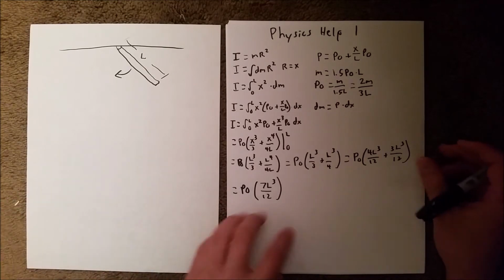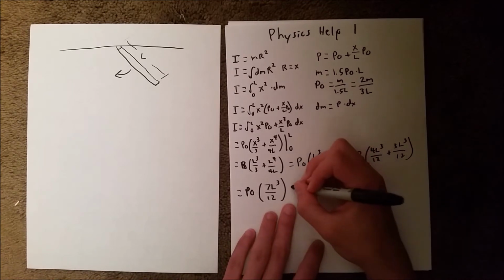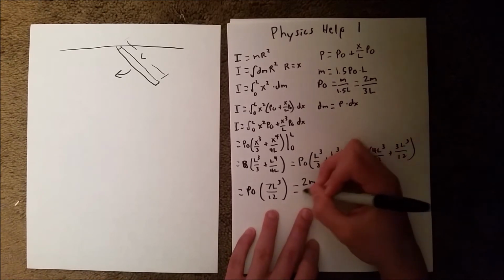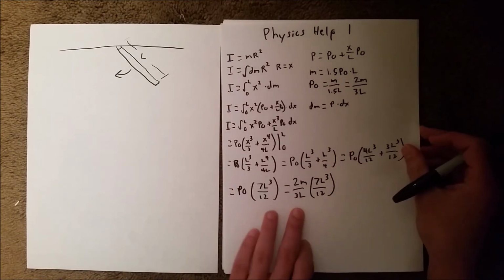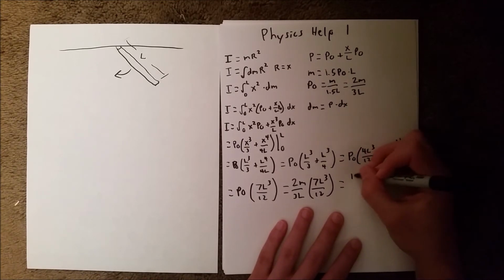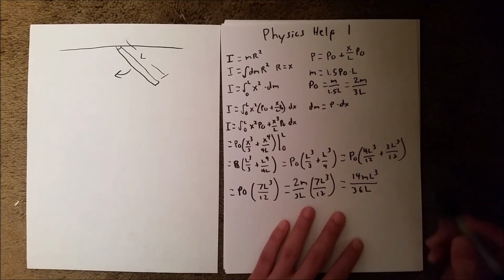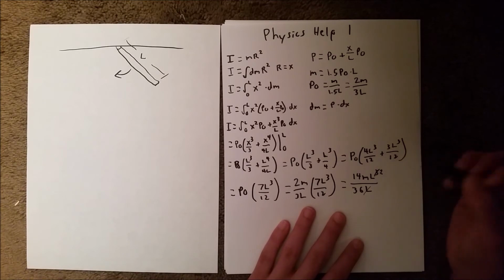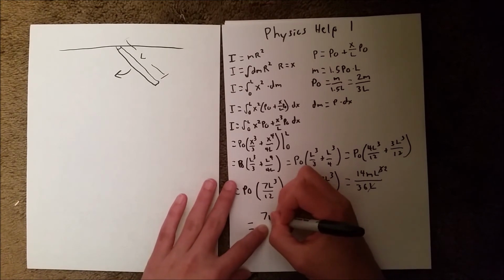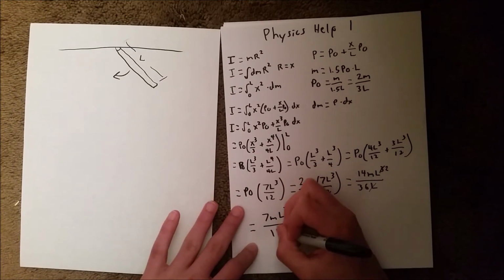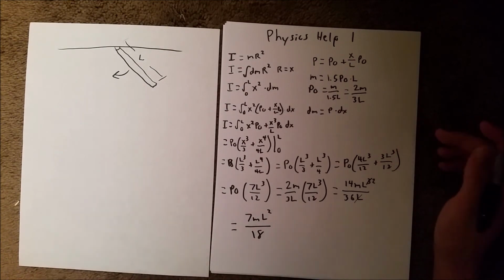And our rho 0, which we solved for up here, is 2m over 3L. So what we can do is plug that in. We get 2m over 3L times 7L to the third over 12. And multiplying those, we get 14mL to the third over 36L. So we can cross out an L in the denominator and an L up here, and we can reduce this to 7/18. So that's going to equal 7mL squared over 18, which is the inertia about the hinge.